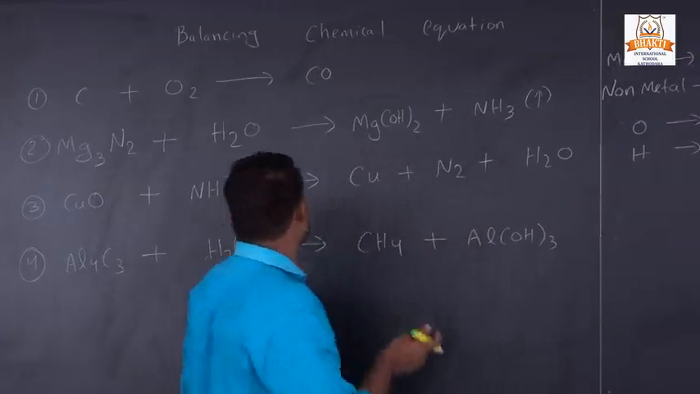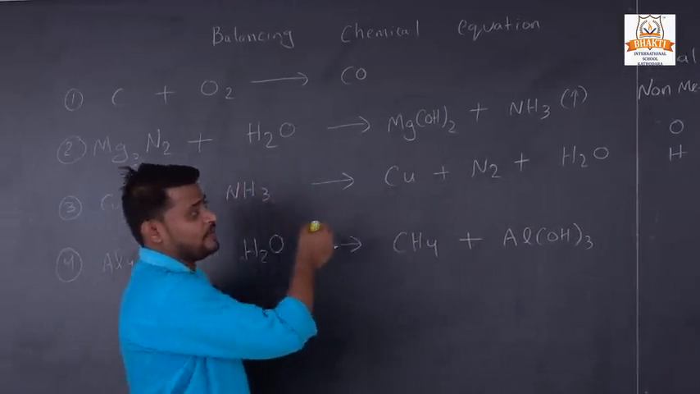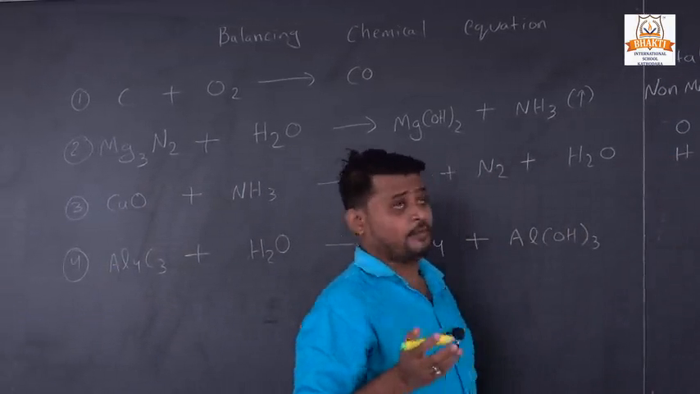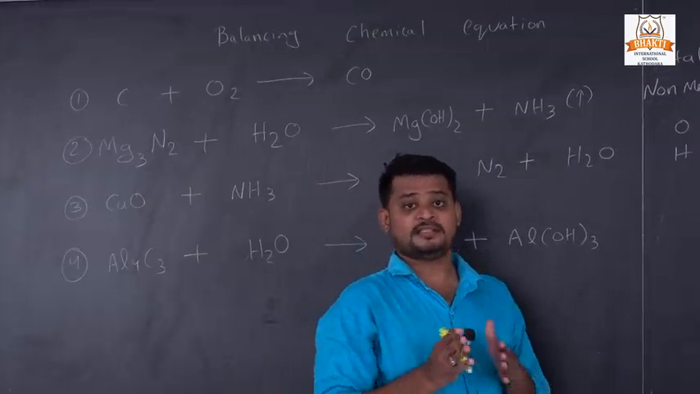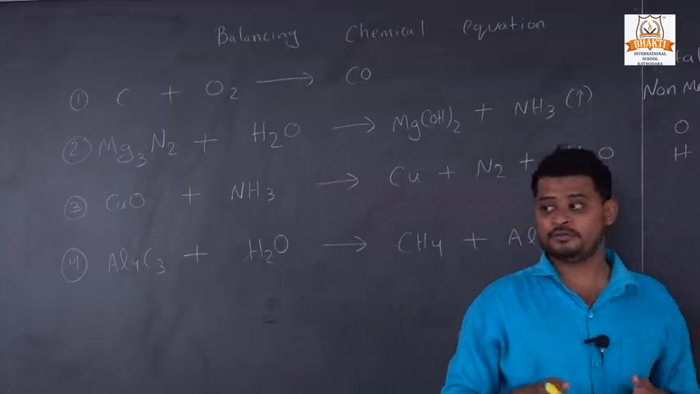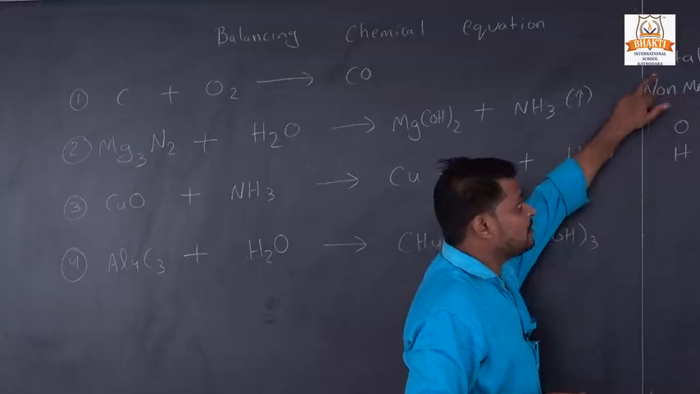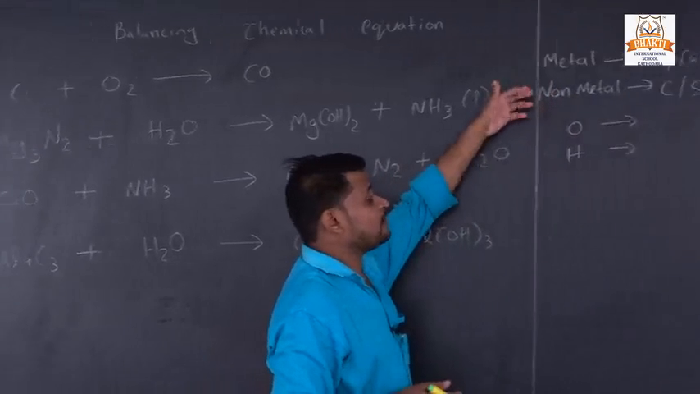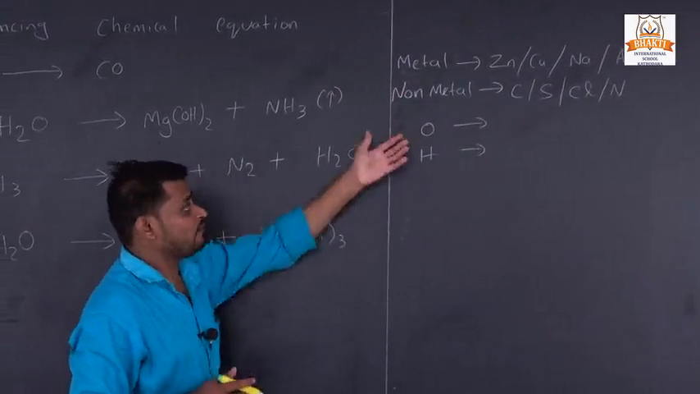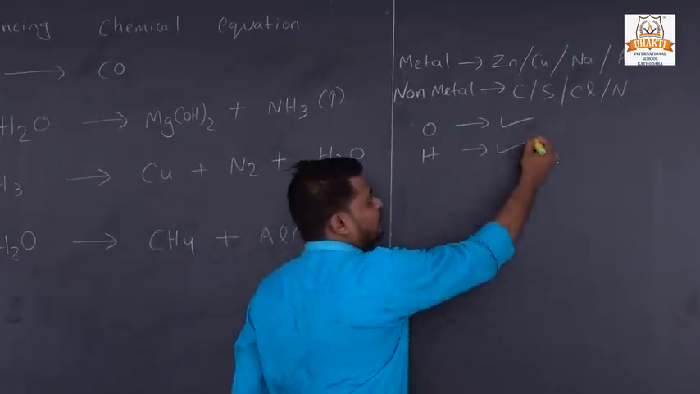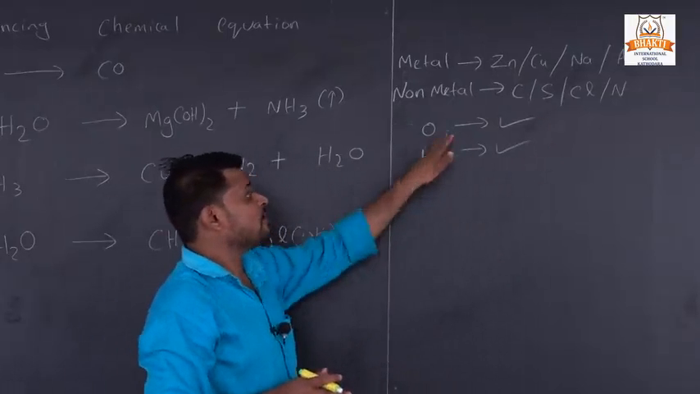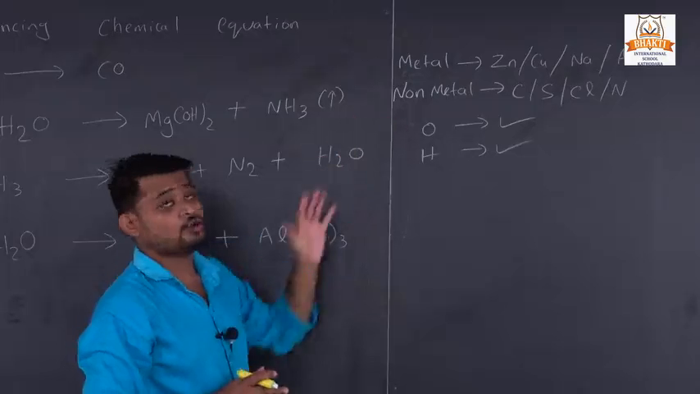First, to start how to balance, let us start with some rules. Metals such as zinc, copper, sodium, and aluminum: first we balance metals, then non-metals, such as carbon, sulfur, chlorine, and nitrogen. Then we check again whether the metal became unbalanced when we balanced the non-metal. Then after that, oxygen, then hydrogen. Oxygen and hydrogen are also non-metals, but in this rule we take them separately.